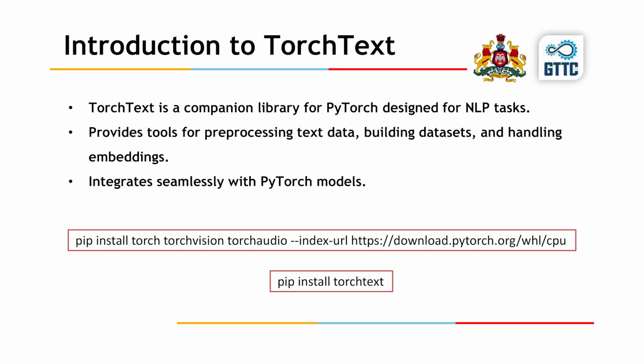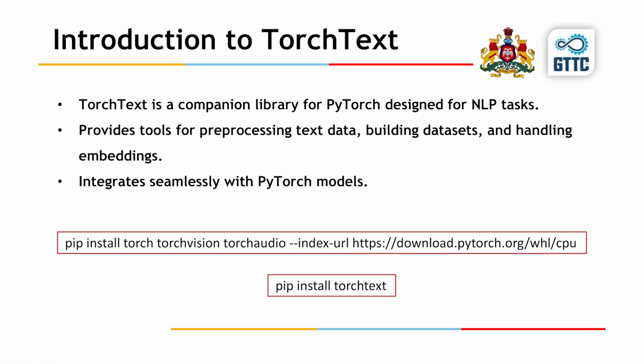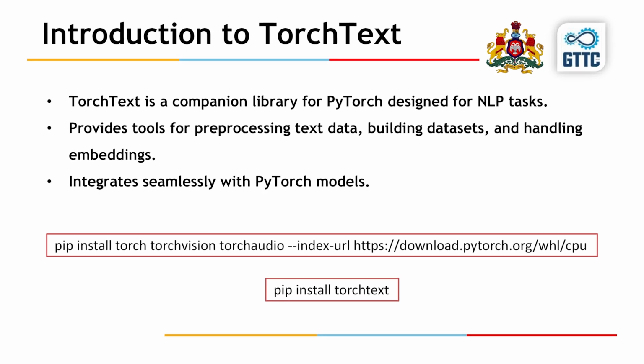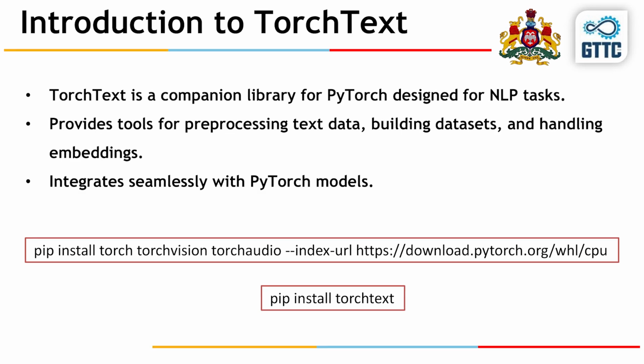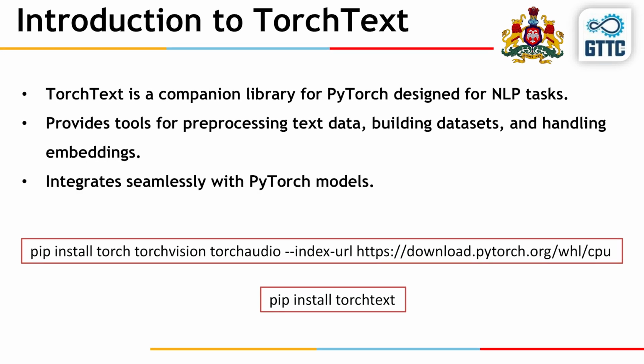TorchText is one of the effective tools and Python libraries that is very much used for performing NLP tasks. TorchText is actually a companion library for PyTorch, designed for NLP tasks, and it provides tools for pre-processing text data, building the dataset, and also handling embeddings.